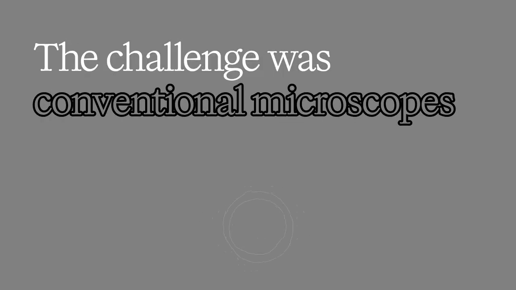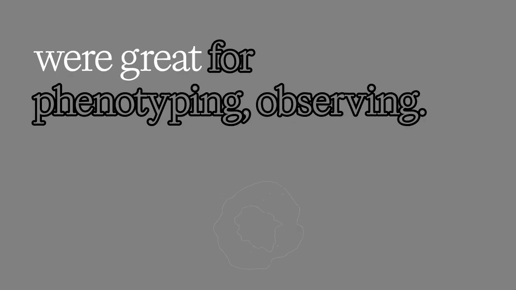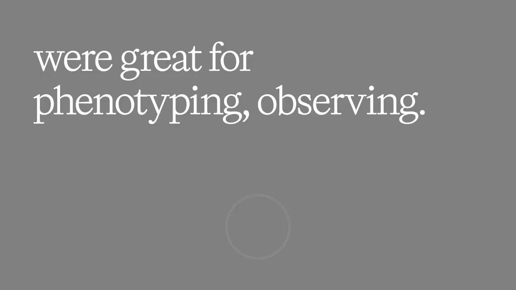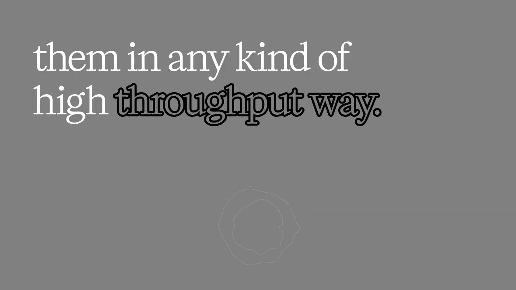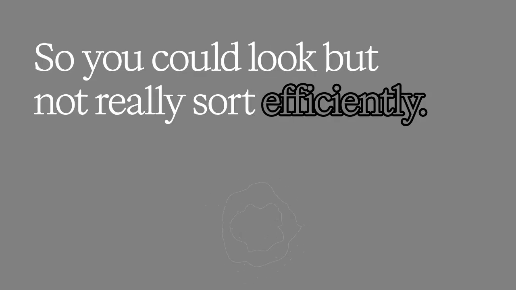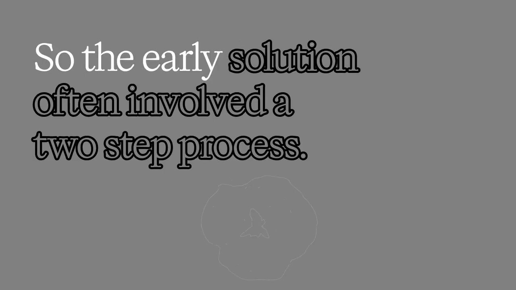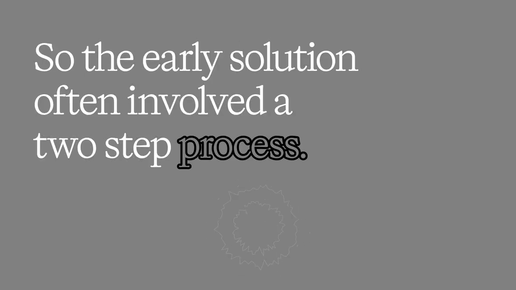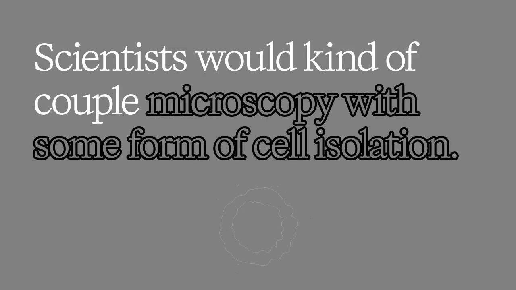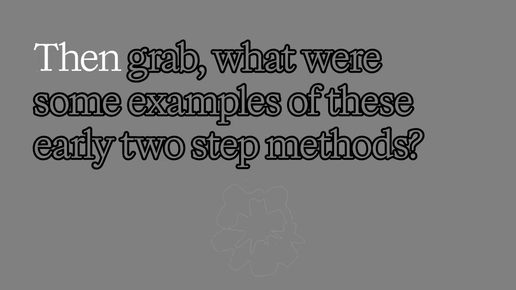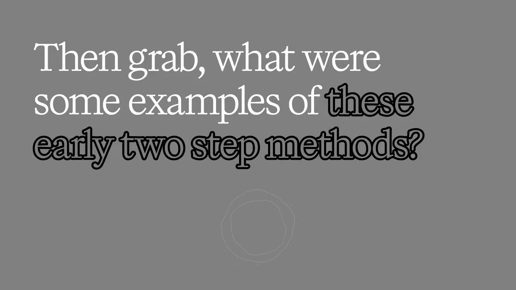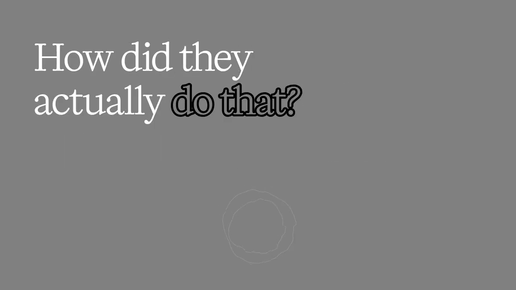The challenge was conventional microscopes were great for phenotyping, observing, characterizing cells, but not for sorting them in any kind of high-throughput way. Not fast enough. Okay, so you could look, but not really sort efficiently. Right. So the early solution often involved a two-step process. Scientists would couple microscopy with some form of cell isolation: look first, then grab. What were some examples of these early two-step methods? How did they actually do that?